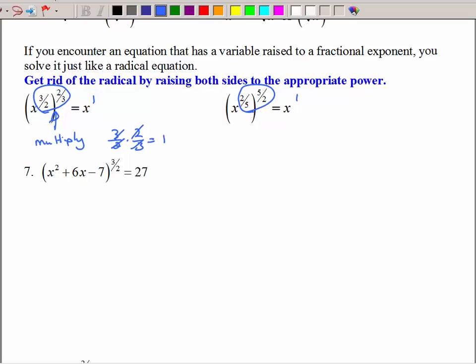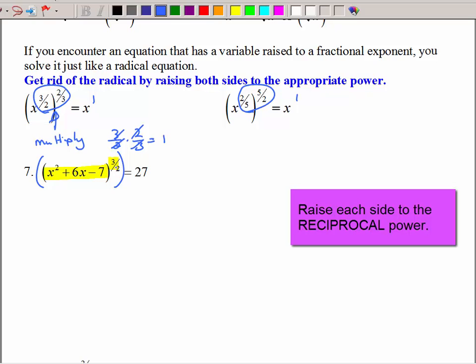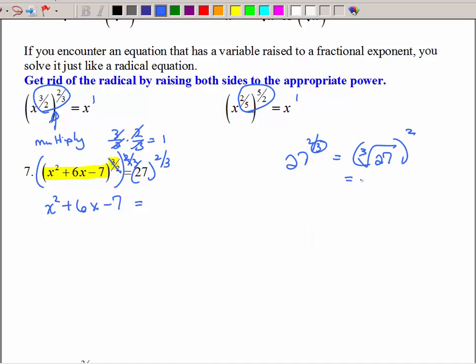So again, we need to isolate that, which it is, right? This actually is a radical. It's by itself. And we're going to raise it to the reciprocal power, so the 2/3 power. And again, those are going to cancel out each other. But we have 27 to the 2/3 power. What is that? Well, that means the cube root of 27 squared. I know you know the cube root of 27 is 3, squared is 9.